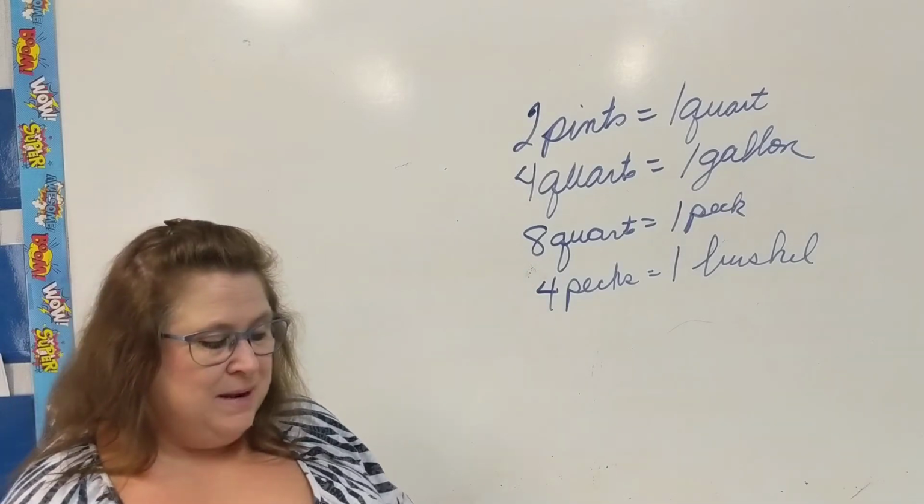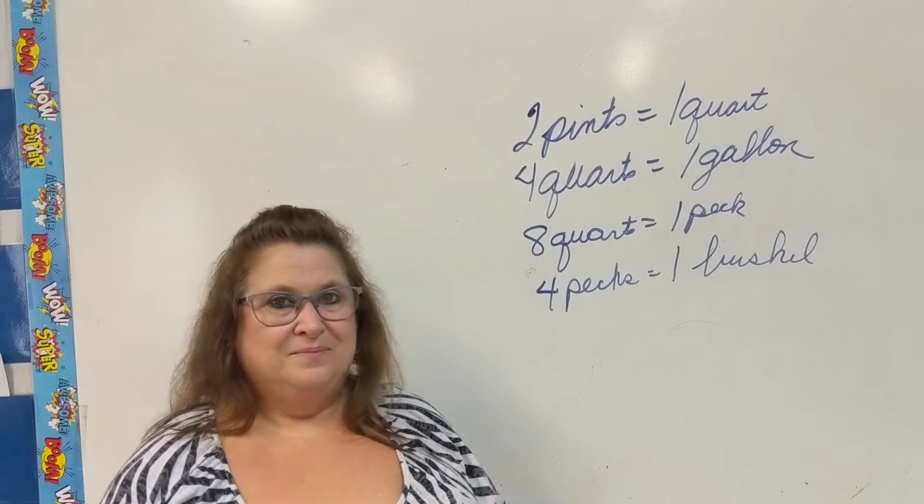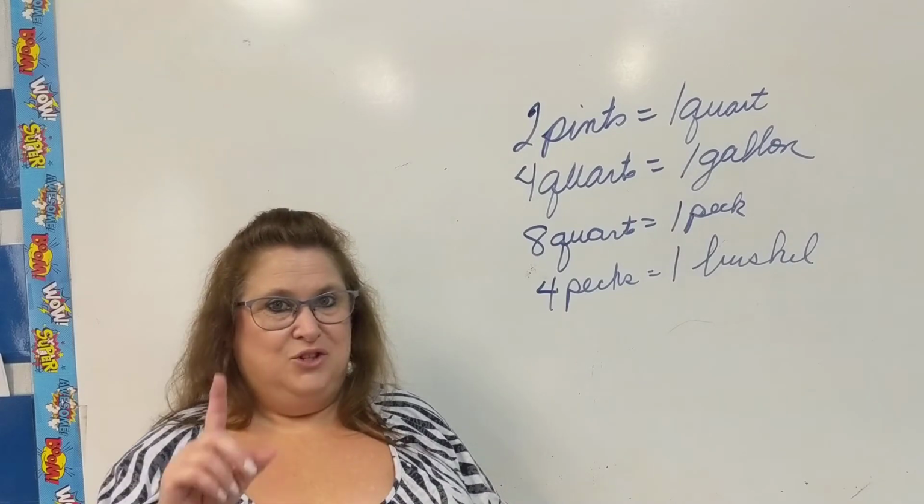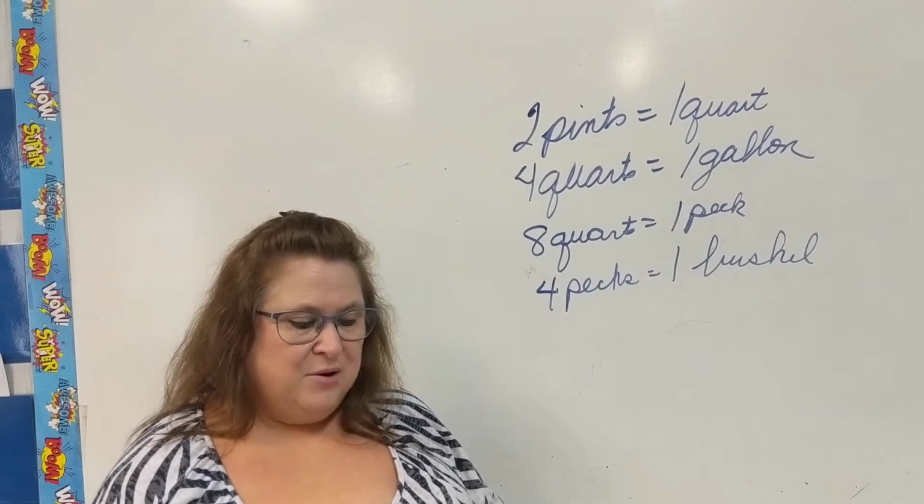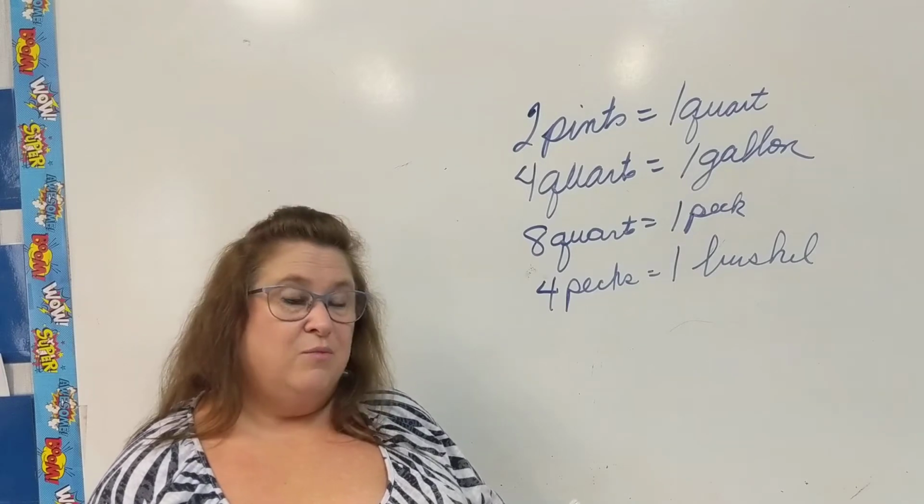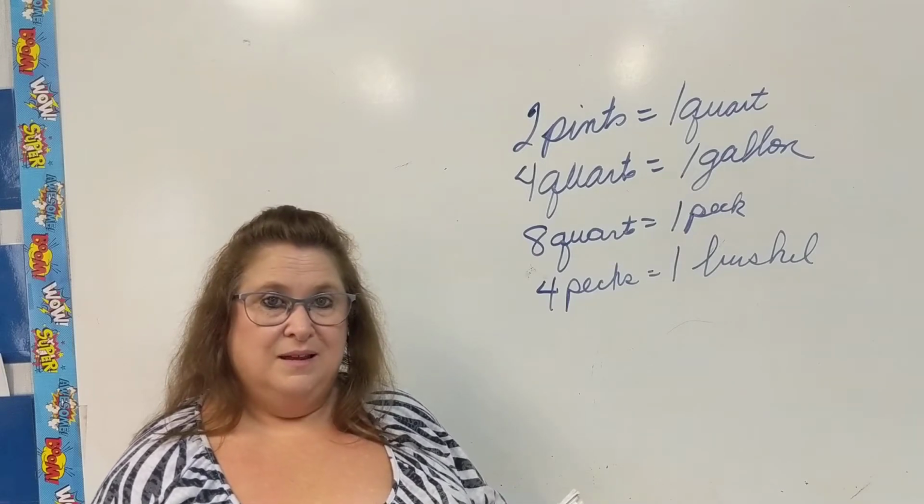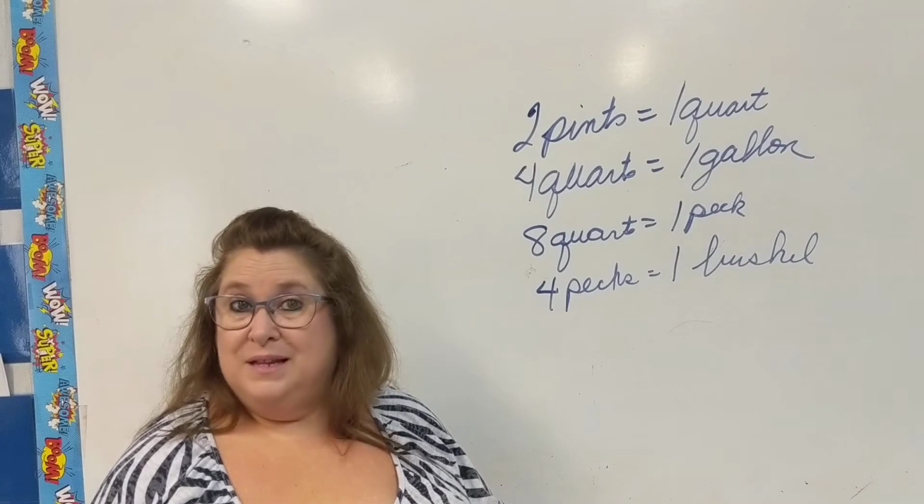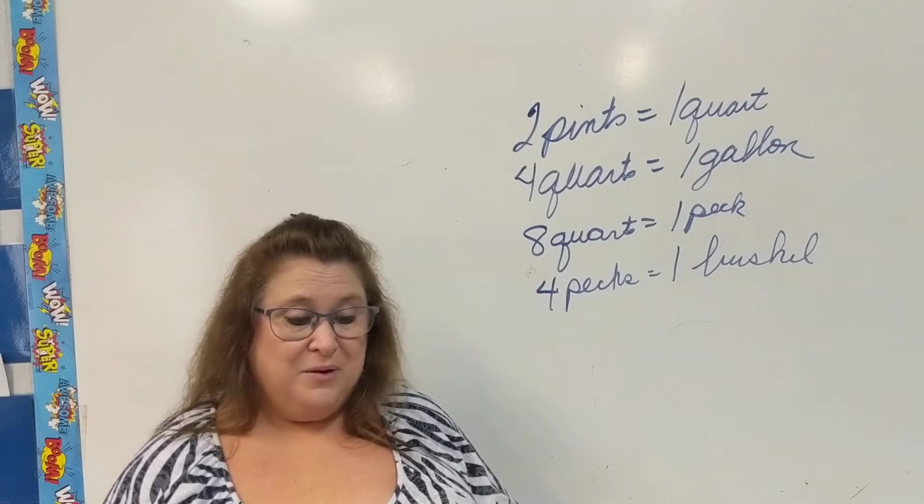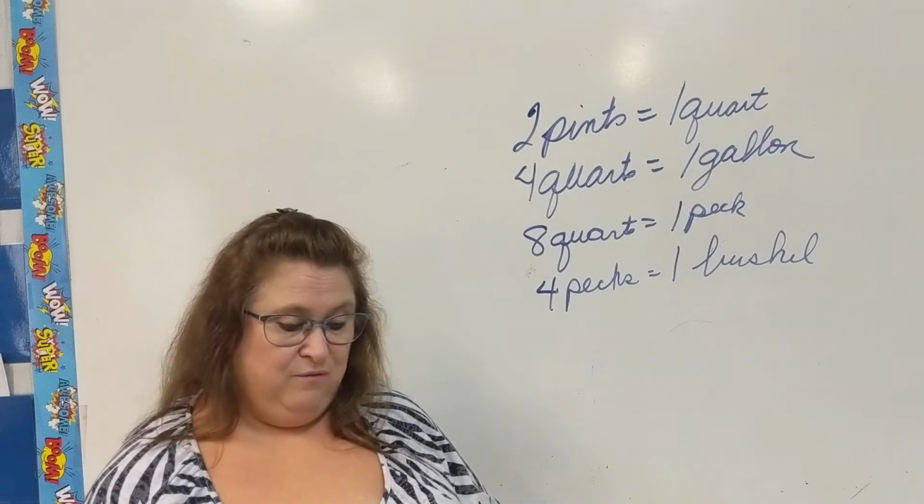Letter D, how many cups are in a pint? Don't make me start singing it. 2. 2 cups in a pint. Letter E, how many cookies are in 1 dozen cookies? How many eggs are in 1 dozen eggs? How many are in a dozen, period? It is 12. Very good.